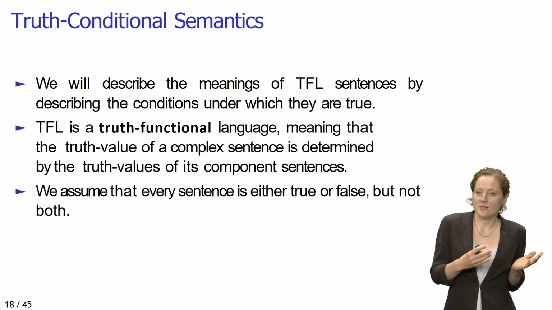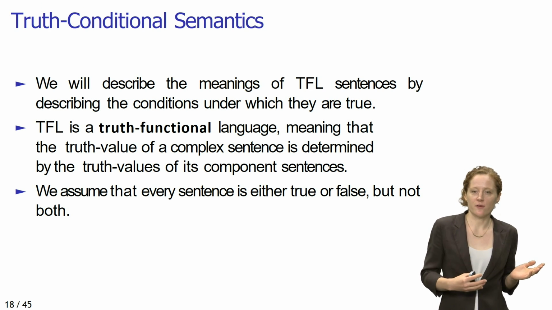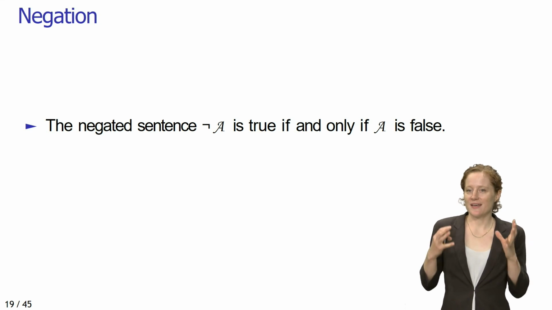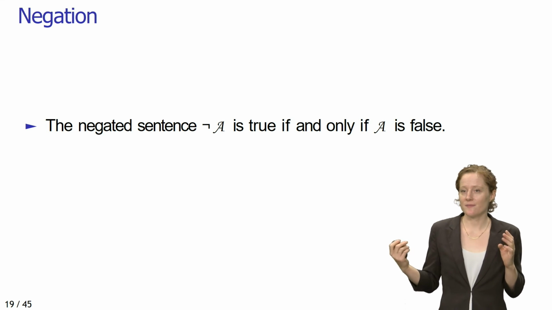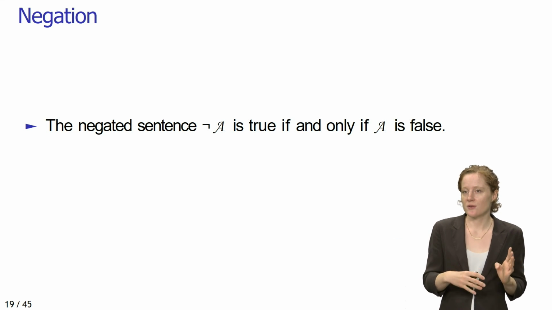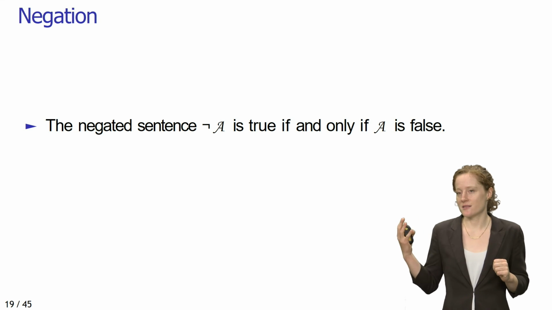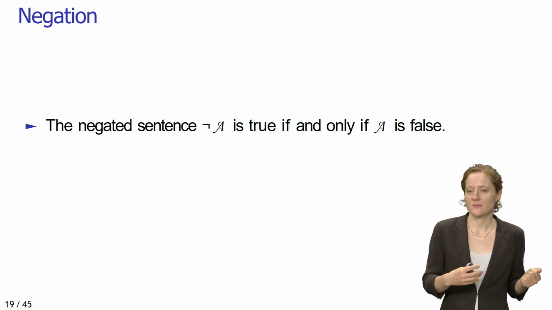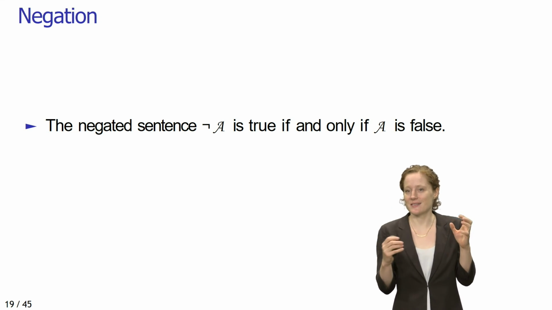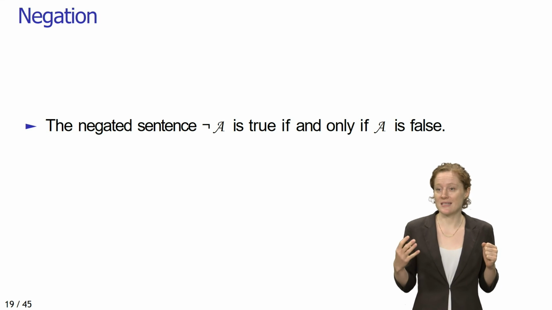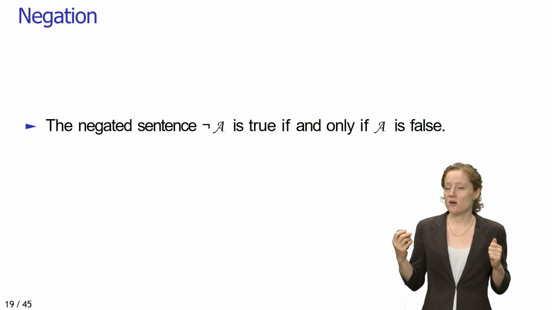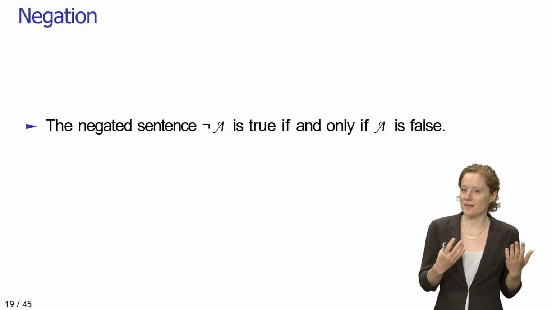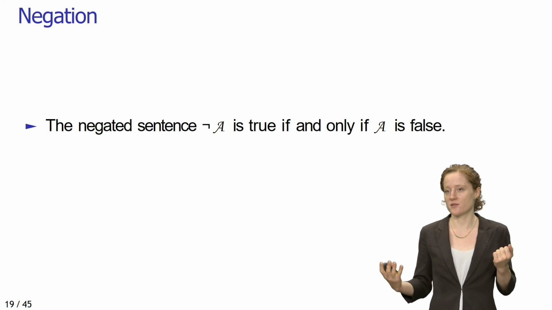Now, secondly, we assume that every sentence is either true or false, but not both. So, for example, if you have a negated sentence, not A, this sentence is true if and only if A is false. And if A is true, not A is false. Here we see that the complex sentence, not A, is true or false depending on the truth value of the embedded sentence A. And that's just what it means, that the truth value of not A is a function of the truth value of A.